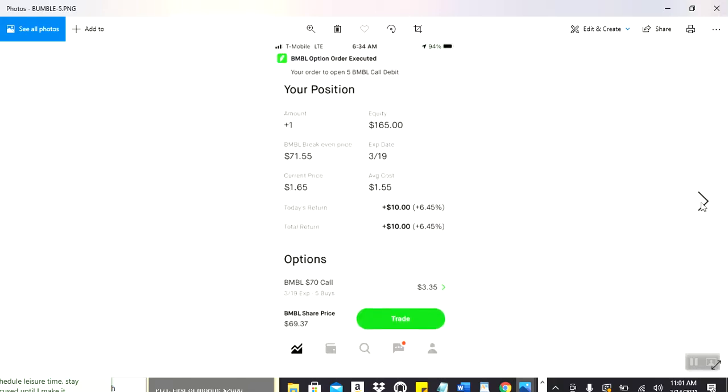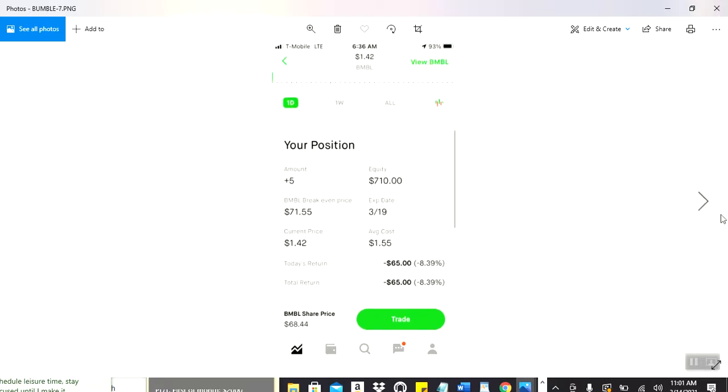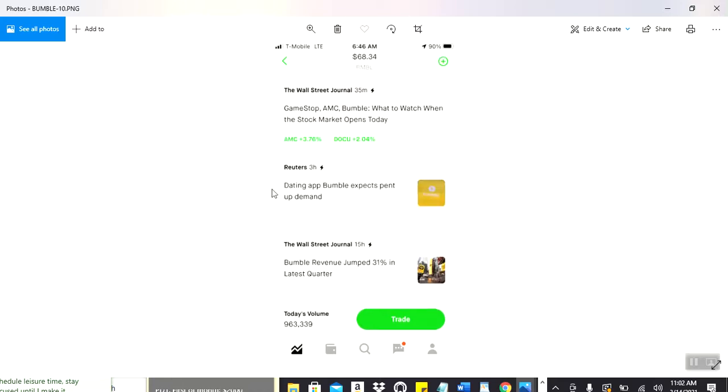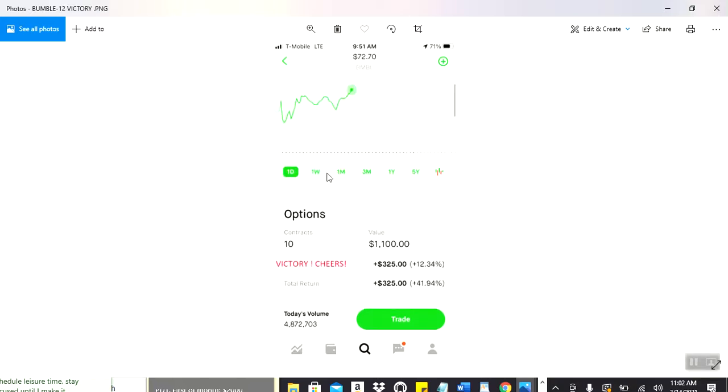So this was a very difficult play. As you can see here, it started to go down, but we're confident, like I said, the trading group is amazing and we saw it pump back up. Victory at $325, awesome, right?